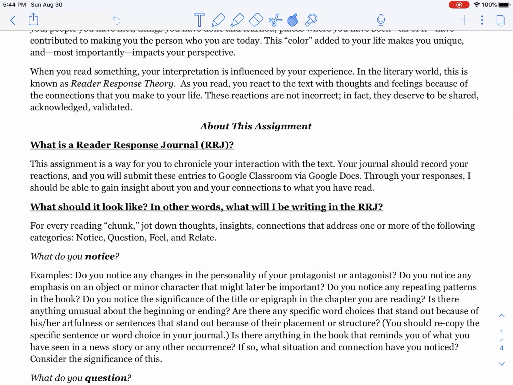So it says, this assignment is a way for you to chronicle your interaction with the text. Your journal should record your reactions, and you will submit these entries to Google Classroom via Google Doc. Through your responses, I should be able to gain insight about you and your connections to what you have read. Now, there are 4 categories for the type of responses that you will make in the Reader Response Journal.